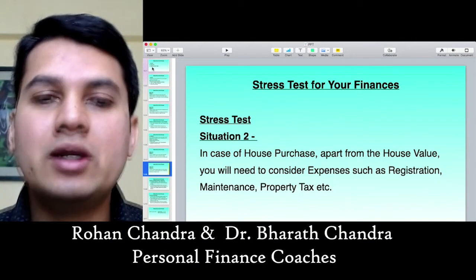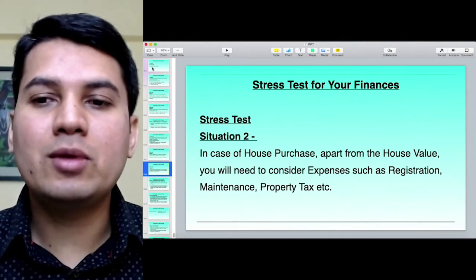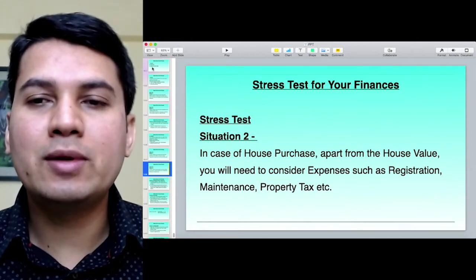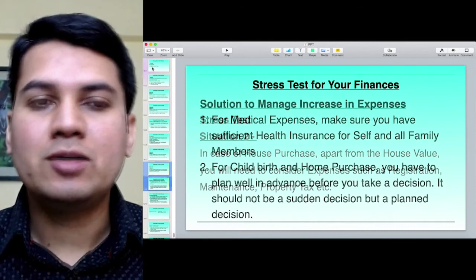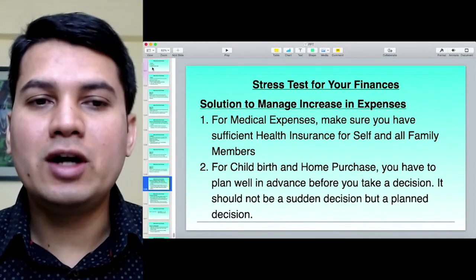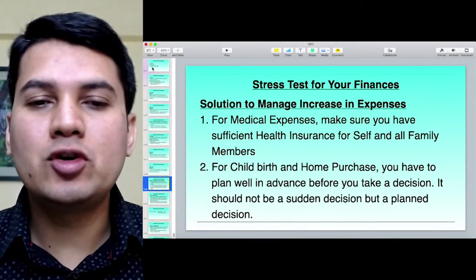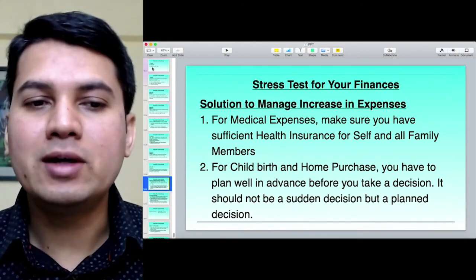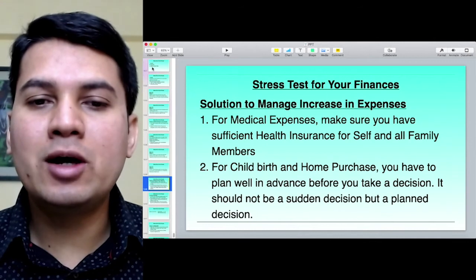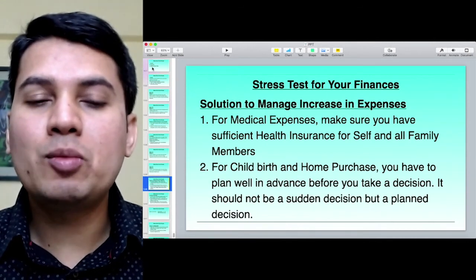Situation number two: in case of house purchase, apart from the house value, you will need to consider expenses such as registration, maintenance, property tax, etc. What is the solution for this? First thing, medical expenses have to be taken care of by the health insurance, whether it's for self or for family. The second one, for childbirth and home purchase, you will need to plan in advance.